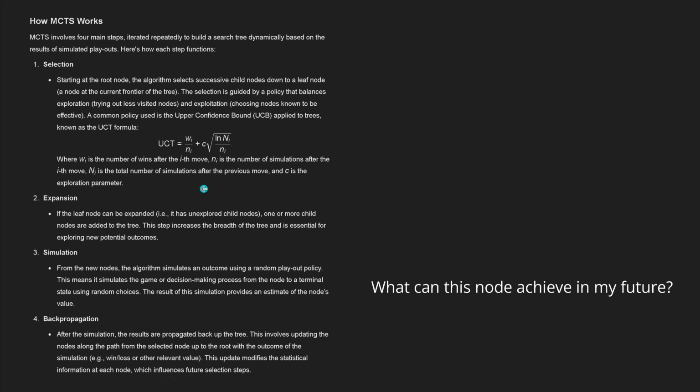And then, don't forget step 4, backpropagation. After the simulation is run, the results are propagated back up the tree. So this simply involves updating the nodes along the path from the selected node up to the root with the outcome of the simulation. Was it a win? Was it a loss? Was it a tie? Whatever. You have some outcome that you want to update here. This update modifies the statistical information at each node, which will influence future selection steps.